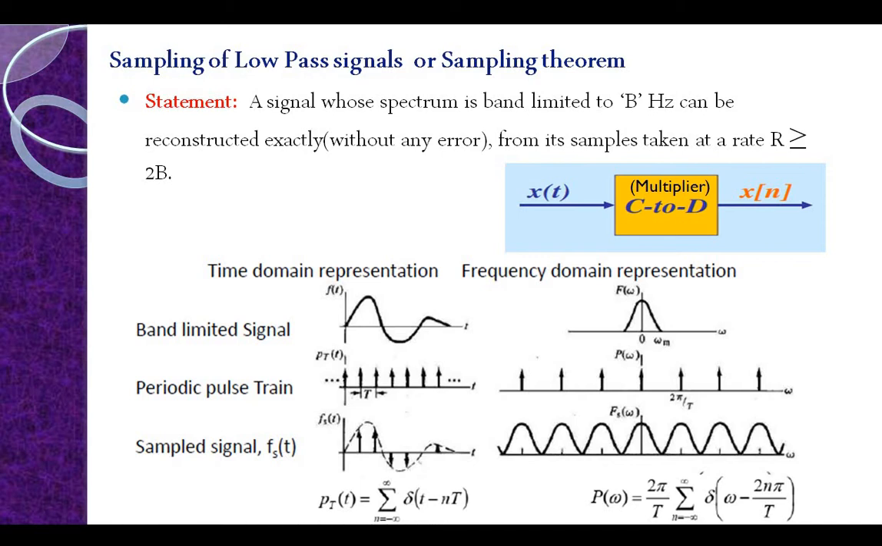Okay, when you are converting from continuous wave to discrete waves, this is a time domain representation of your sampling theorem signal, and this is a frequency domain representation. See, this is your band limited signal, nothing but your message signal. This is of how many hertz? We have said b hertz. This is the periodic pulse train, nothing but your carrier signal that we are applying over here. Here we will be using a multiplier. C to D is nothing but converting continuous waveform to discrete waveform.